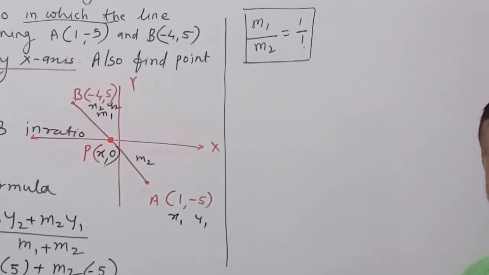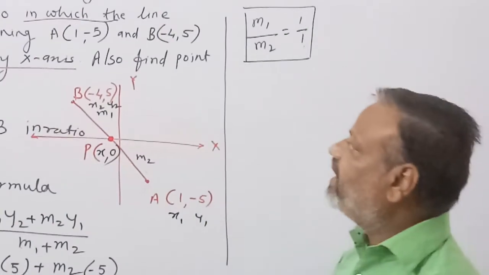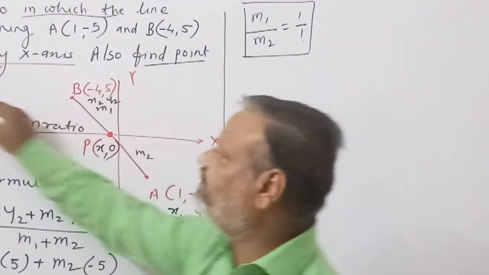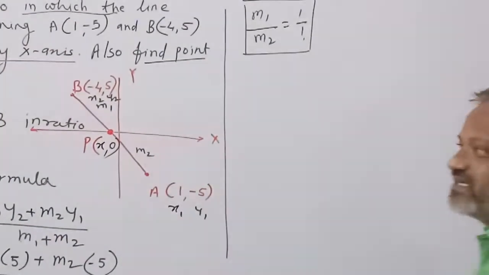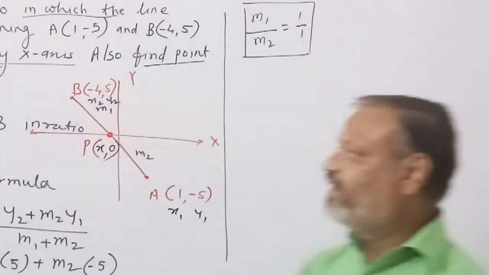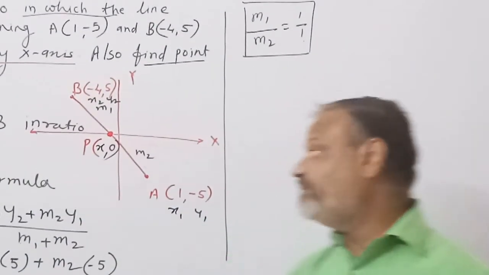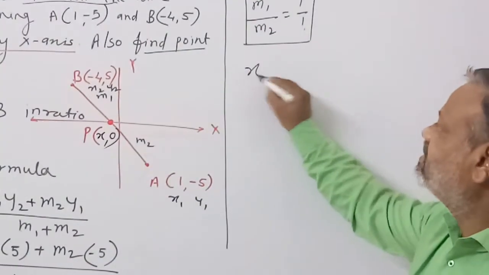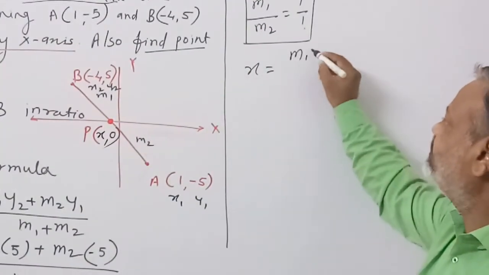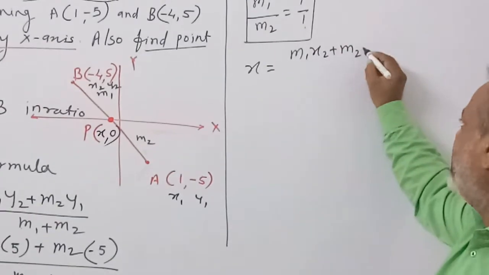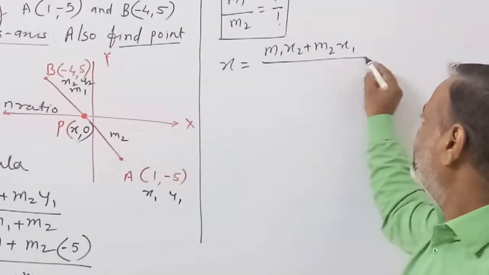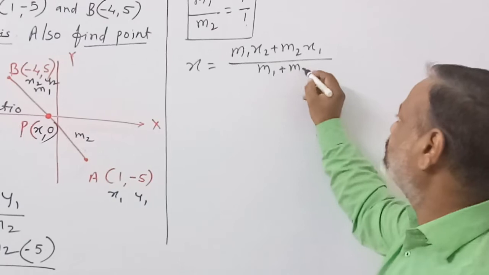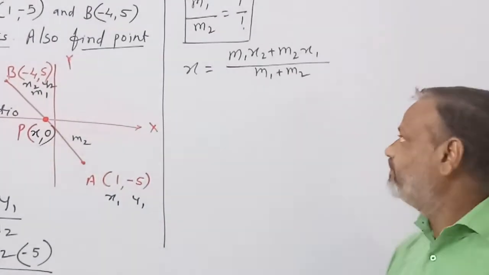इतना समझ गए. अब हमको चाहिए फाइंड द पॉइंट ऑफ डिवीजन. पॉइंट ऑफ डिवीजन मींस किसका, x का वैल्यू फाइंड आउट करना है हमको, बिकॉज P डिवाइड द सेगमेंट AB है. सो हियर वी अप्लाई द फॉर्मूला फॉर x. सो x is equal to m1x2 plus m2x1 upon m1 plus m2.